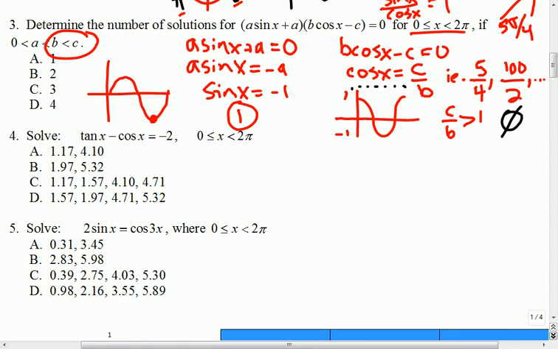There's only one solution, yeah. Any number we put in, like it could be 1,000,000 divided by 999,000, it's still going to be a number larger than 1. There's no place on the cosine graph that's larger than 1, so there is no solution.